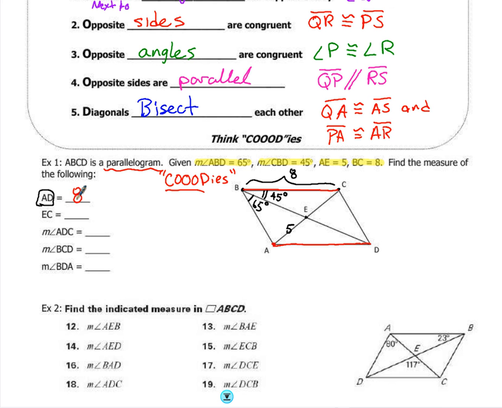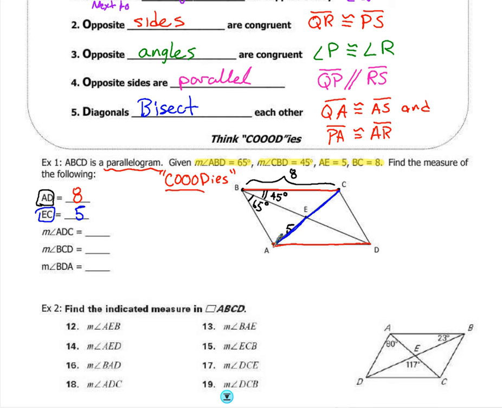EC is right here, and EC is obviously on the diagonal from A to C. And if I'm trying to find EC and I know that EA is 5, that would make EC also equal to 5, since diagonals bisect each other. The measure of angle ADC is what we're trying to find next.